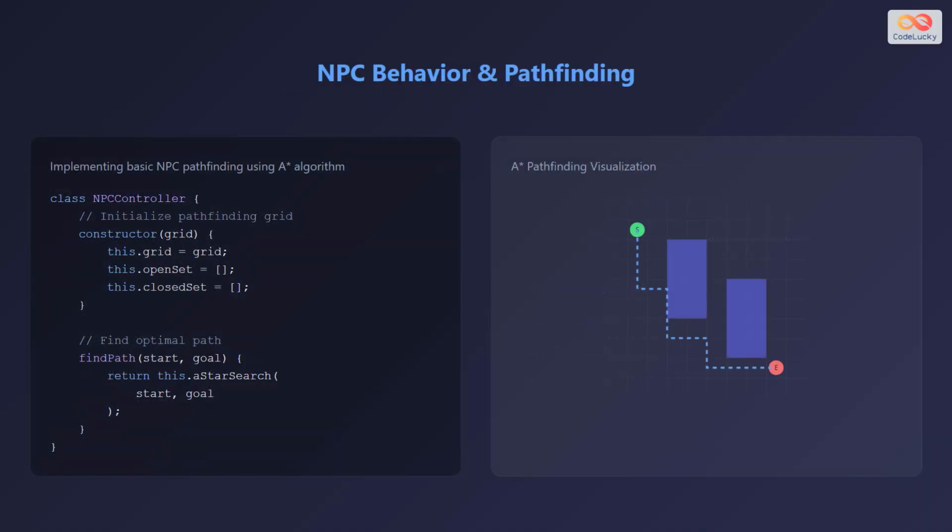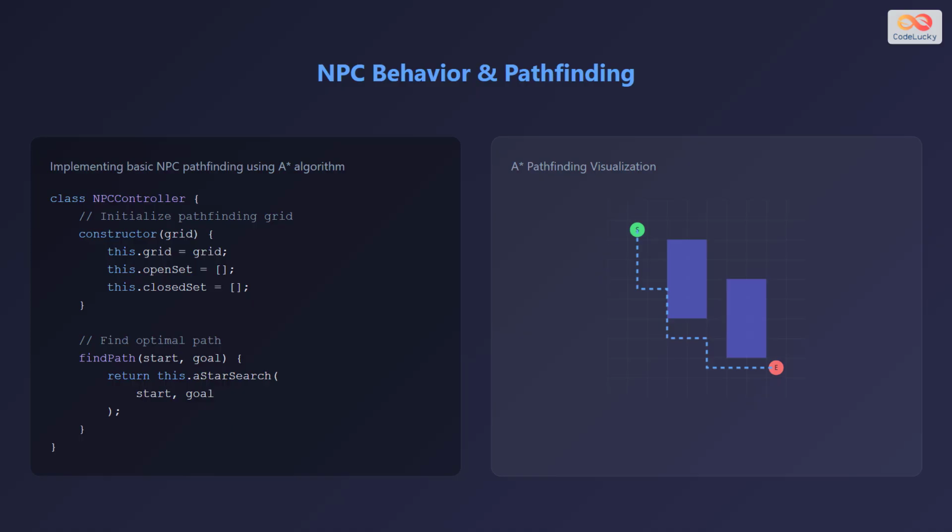One of the fundamental applications of AI in gaming is controlling non-player character, or NPC, behavior and pathfinding. Consider this basic implementation of NPC pathfinding using the A* algorithm. This code defines a basic NPC controller class with a constructor that initializes the pathfinding grid and a find path method that utilizes the A* search algorithm to find the optimal path between a start and goal point.